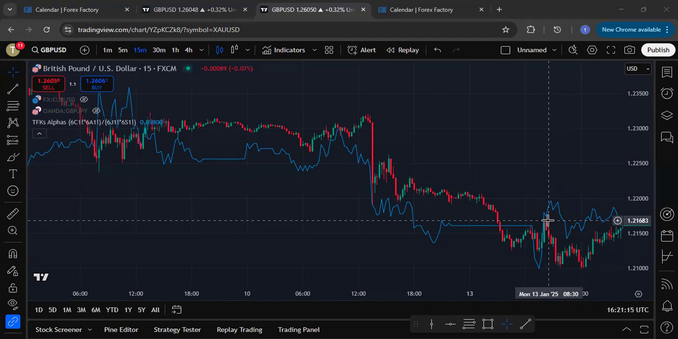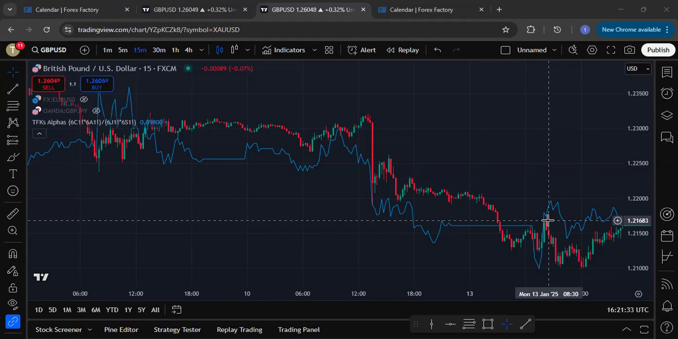A carry trade is a forex strategy that involves borrowing in a currency with low interest rates and investing in a currency with high interest rates. The goal is to profit from the difference between the two interest rates. So that is what we call the carry, all right?